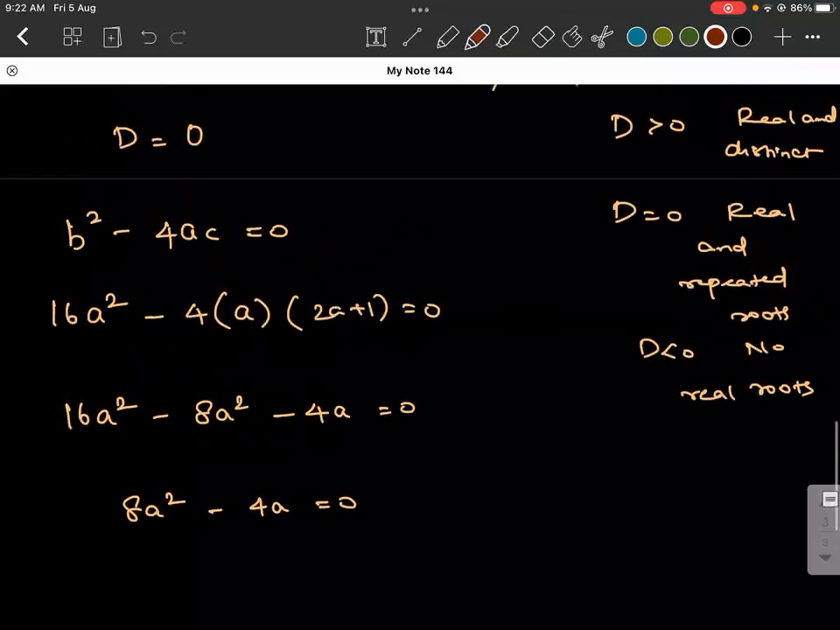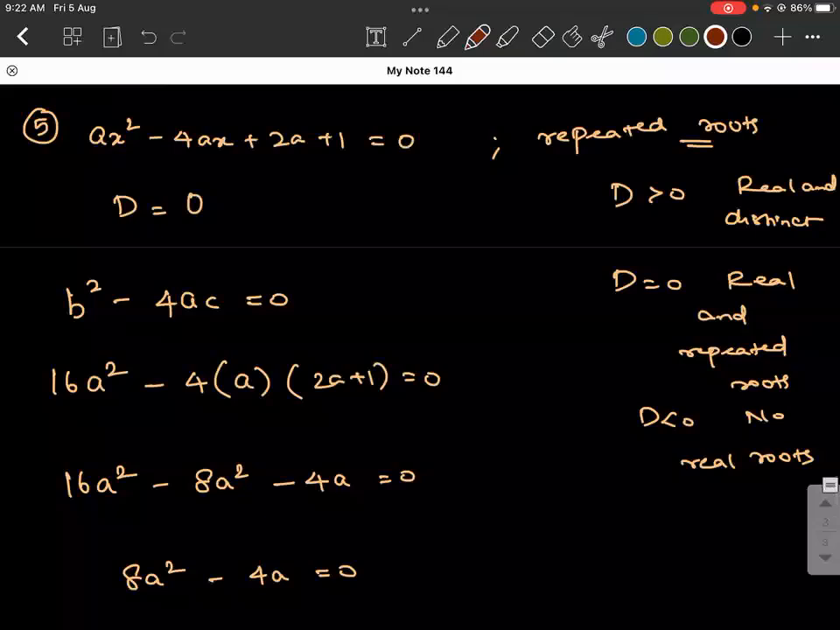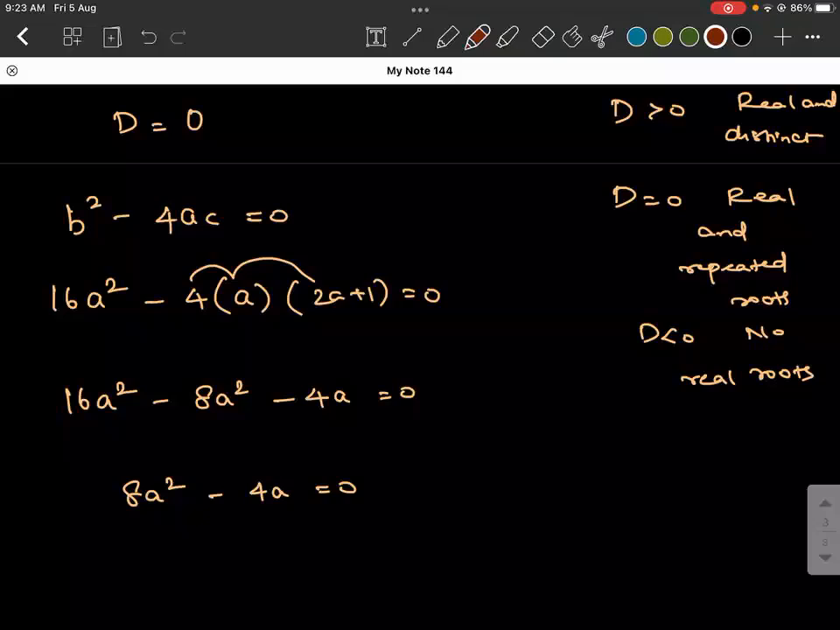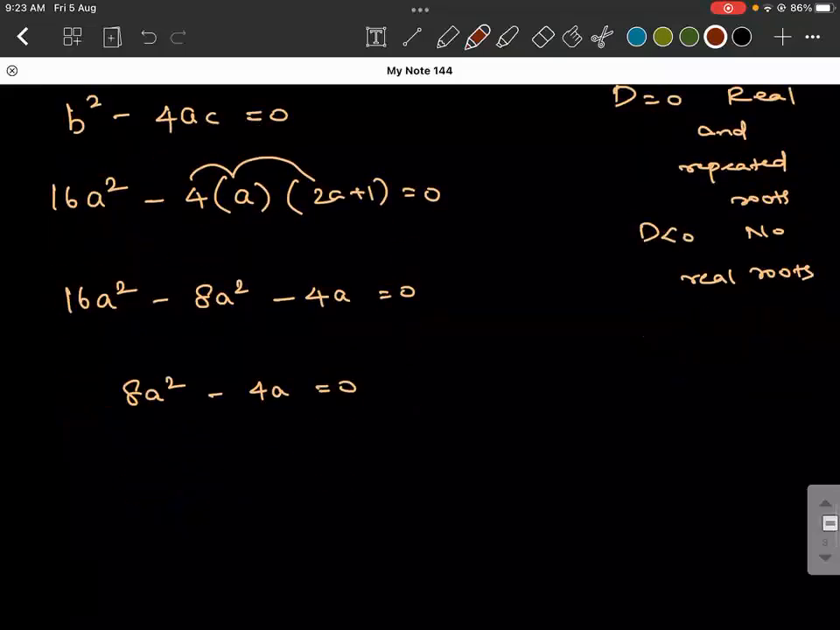Observe, b square is 16a square. Did you understand why is it so? Because minus 4a the whole square is 16a square. Minus 4 into a is a only. What is c? 2a plus 1. So 16a square minus 4a into 2a is 4 into a, 4a, 8a square. So minus 4a into 1, that is minus 4a. So 16 minus 8 is 8a square minus 4a.